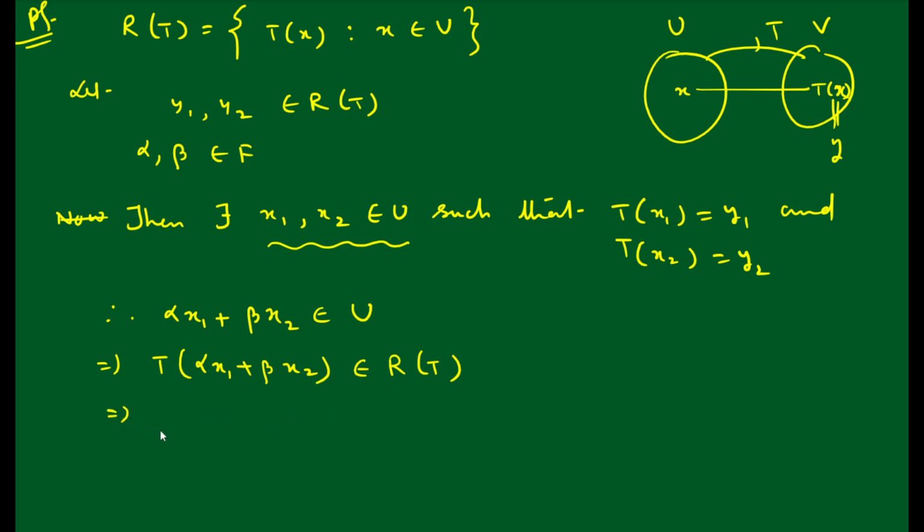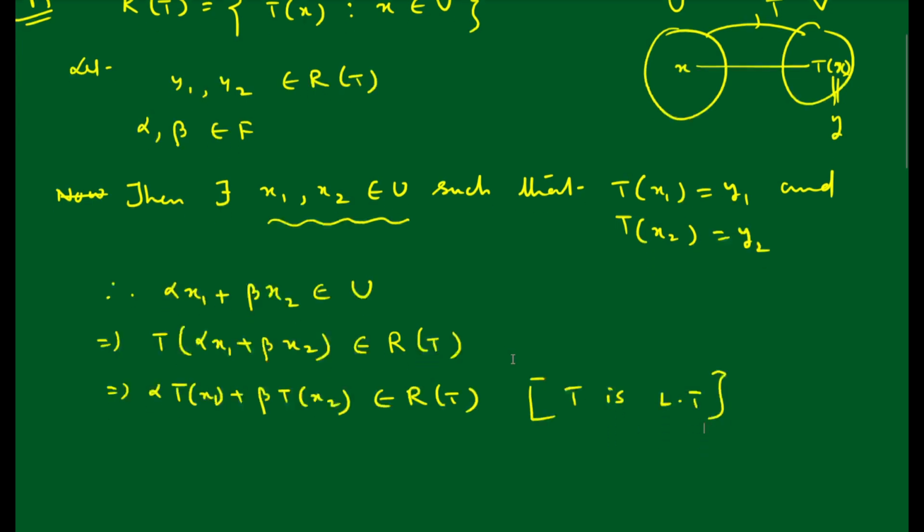So this implies, what does it mean? Or we can better write alpha x1 plus beta x2 is from what? Which set? U ना. So इसका जो image होगा, image रहेगा range पे. So इसको define मतलब तोड़ने से क्या आएगा? So this will be equal to alpha into T of x1 plus beta into T of x2 belongs to what? R of T. Now why can you break like this? Because T is a linear transformation. This is the definition of linear transformation.